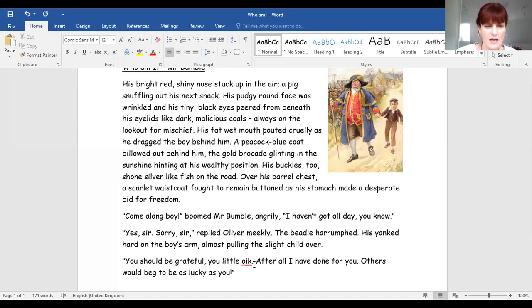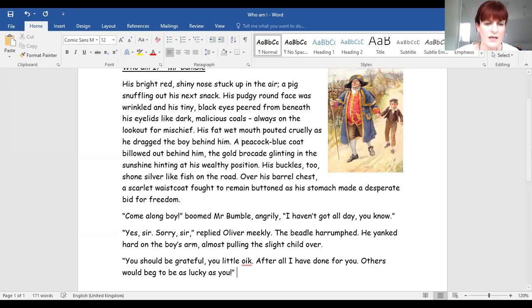Come on, boy, said Mr. Bumble angrily. I haven't got all day. Yes, sir. Sorry, sir, replied Oliver meekly. The beadle harumphed. He yanked. That doesn't make sense, does it? That's why it's always important to read it back. He yanked hard on the boy's arm, almost pulling the slight child over. You should be grateful, you little log. After all I've done for you.